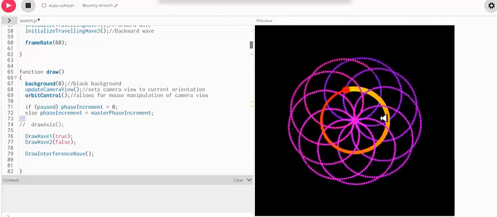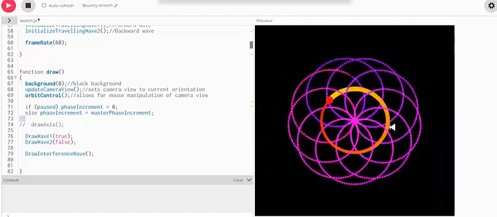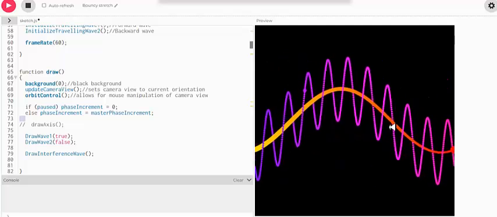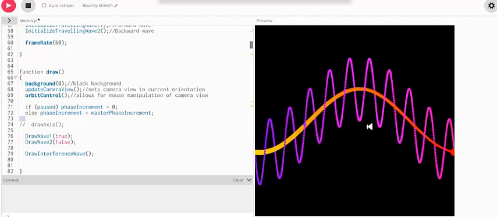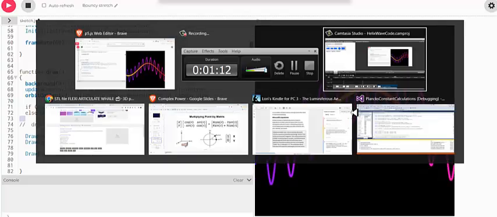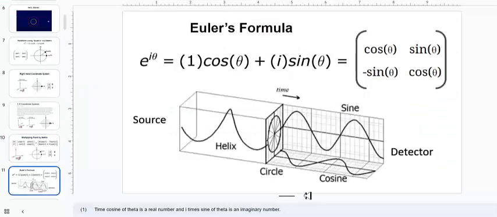So that's looking down the barrel of a gun, that's from the side, and that's from the top. The side and the top are going to look 90 degrees out of phase with each other, as you would expect by looking at this here. So when you look at the side of a helix wave, it's going to look like a sine wave, and if you look from the top, it's going to look like a cosine wave.